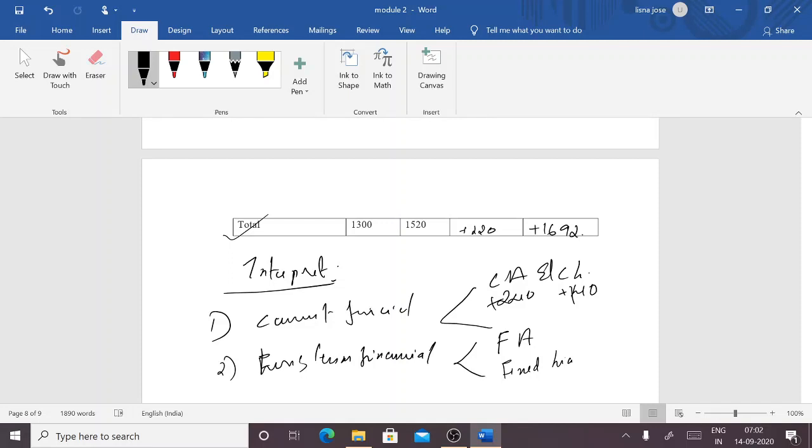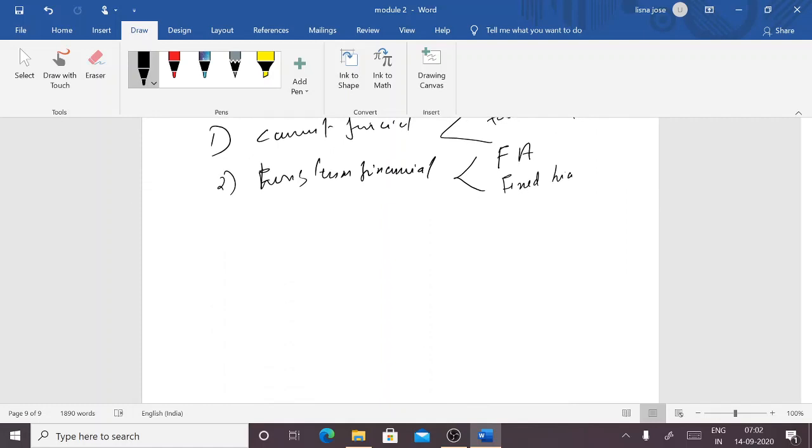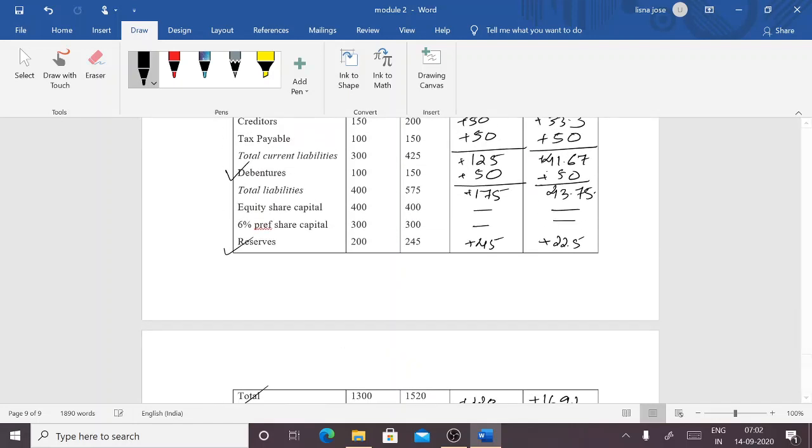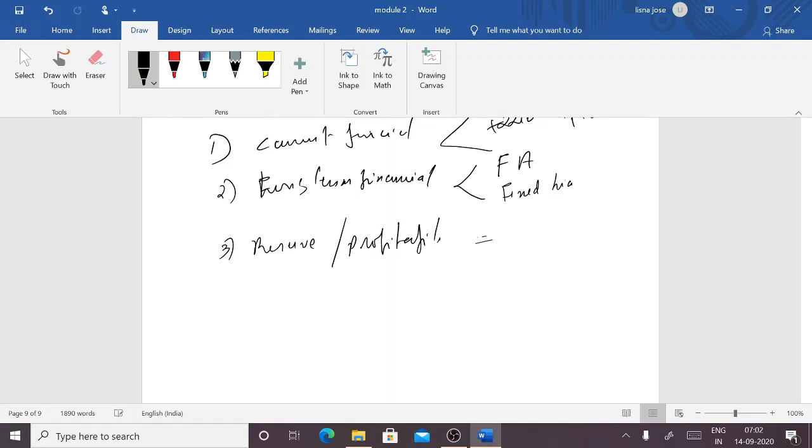Then what about the profitability position of the company? Profitability can be compared with the help of reserves. That is how we compare the profitability position of the company. So here in the question there is only one reserve mentioned, there is no other surplus given. Here it was 200 lakhs in the year 2010, and in 2011 it is increased by 45 lakh. That means the profitability position is favorable because there is an increase of 45 lakh.